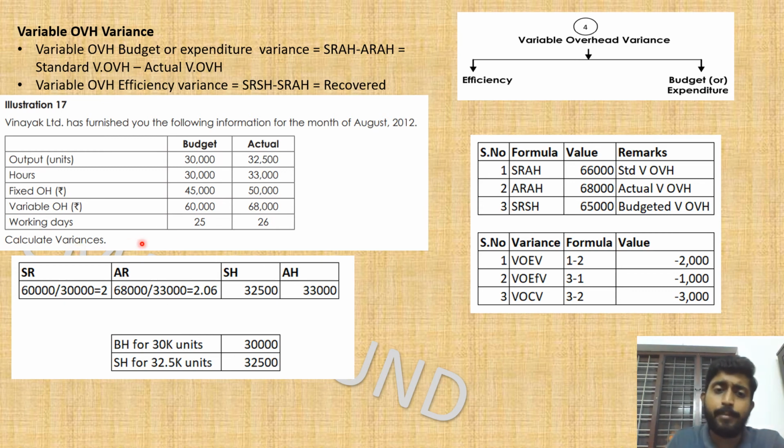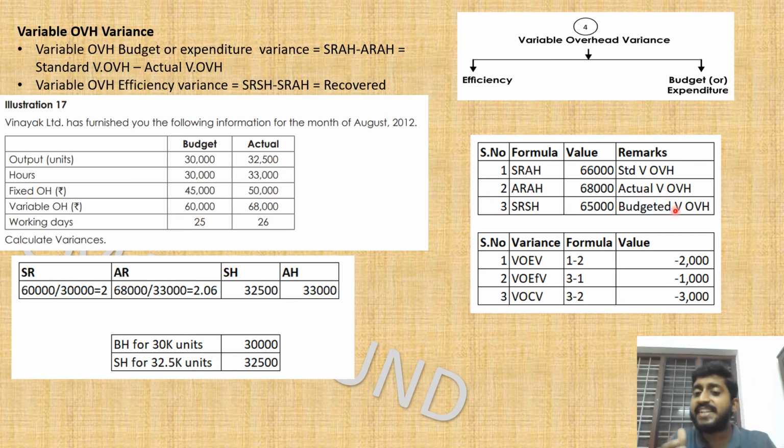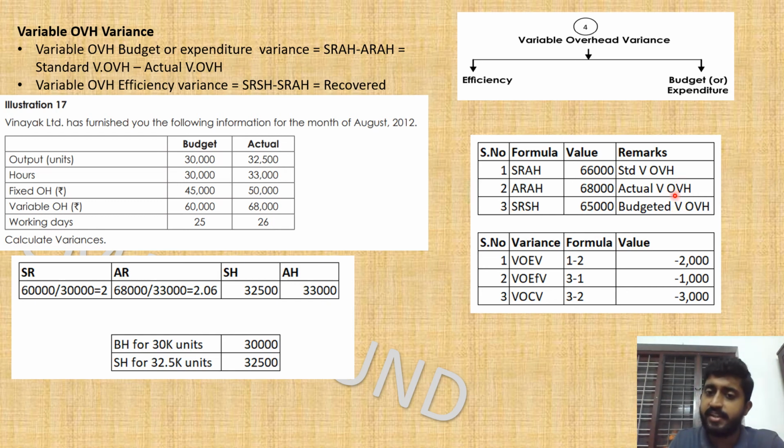So what is variable overhead variance? Here you can see, variable overhead cost variance is 3 minus 2. So what is 3 minus 2? This is 3 minus 2, which is budgeted variable overheads minus actual variable overheads, the variable overhead cost variance.